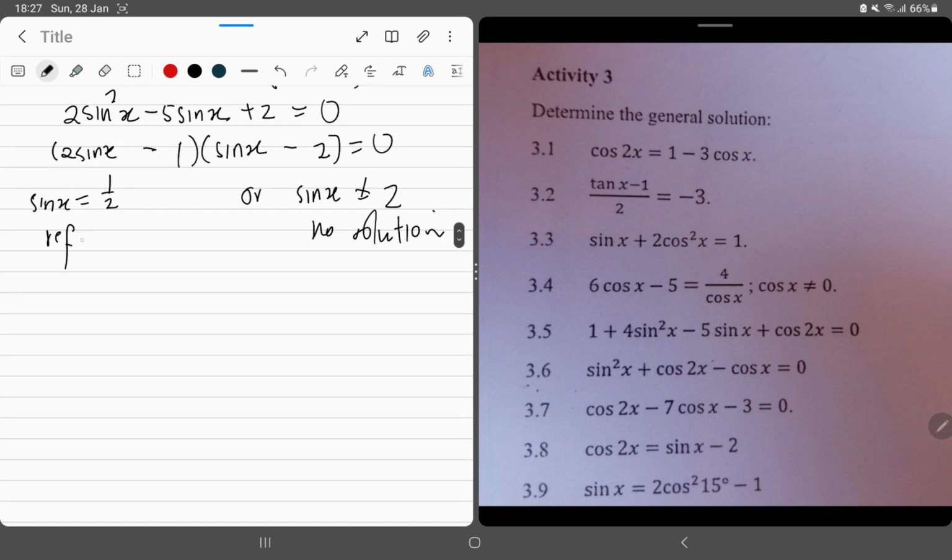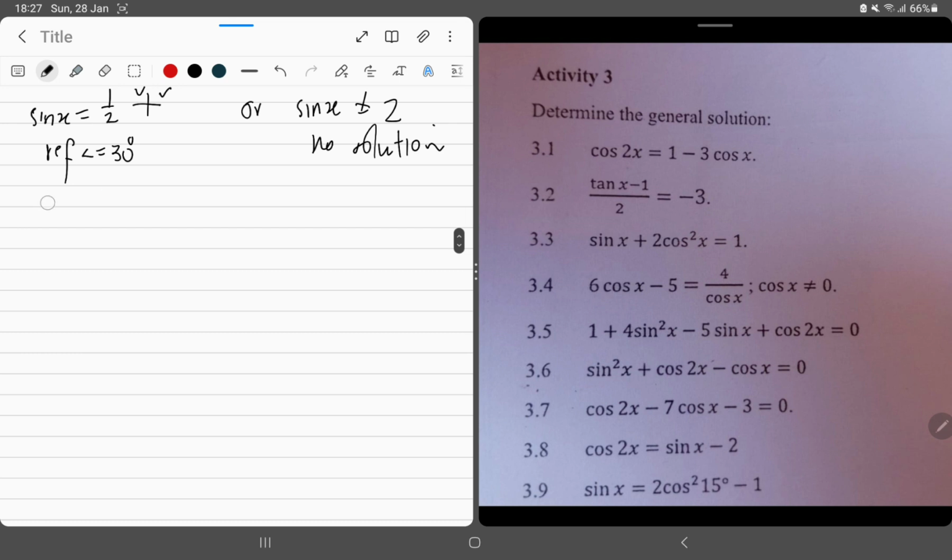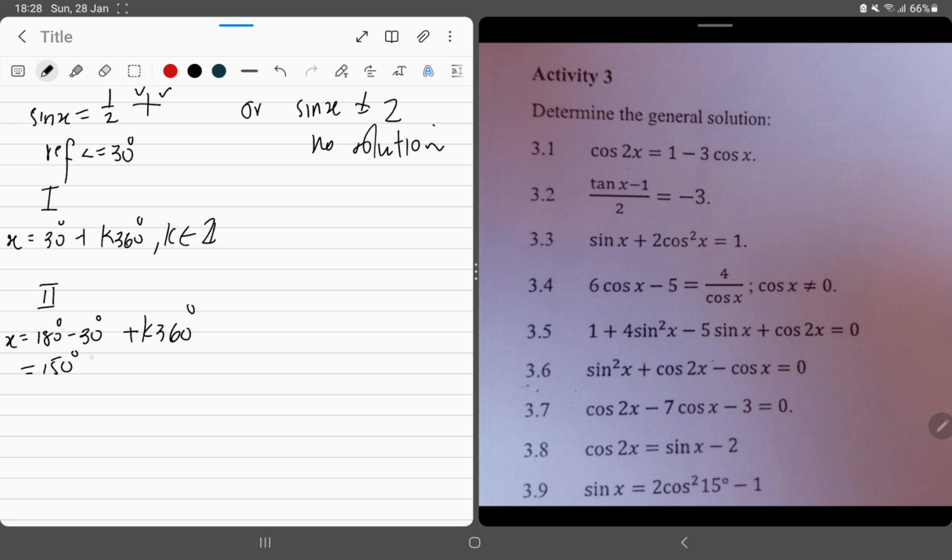And the reference angle there is equal to 30 degrees. And I'm working in quadrants where sine is positive, which is the first and the second. In quadrant 1, x is equal to 30 degrees plus k 360, where k is an element of integers. And then in quadrant 2, x is equal to 180 degrees minus 30 plus k 360 degrees. So this is 150 degrees plus k 360.